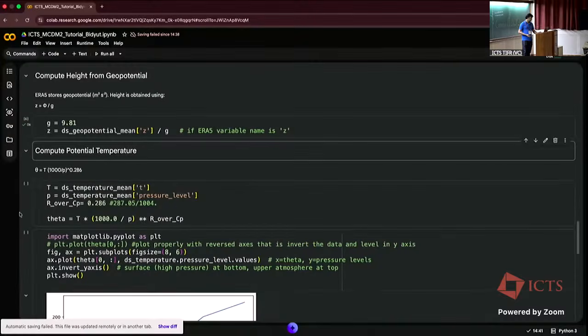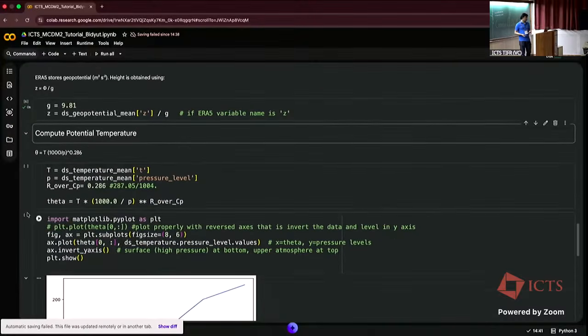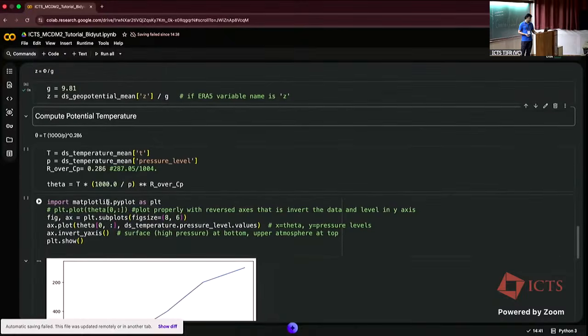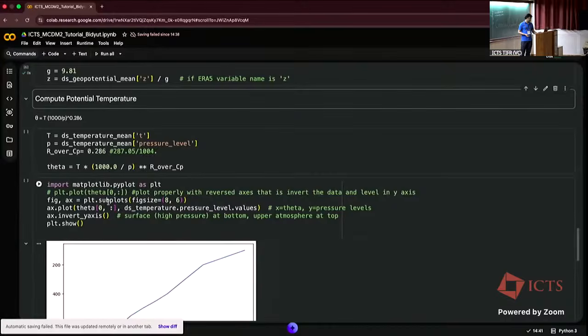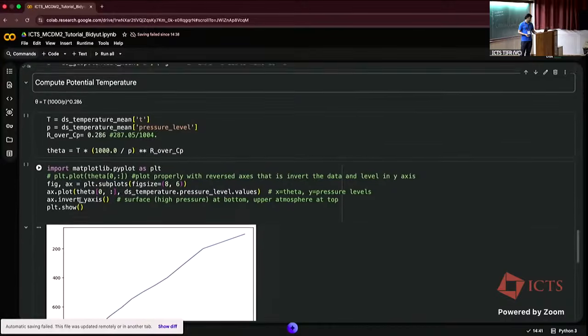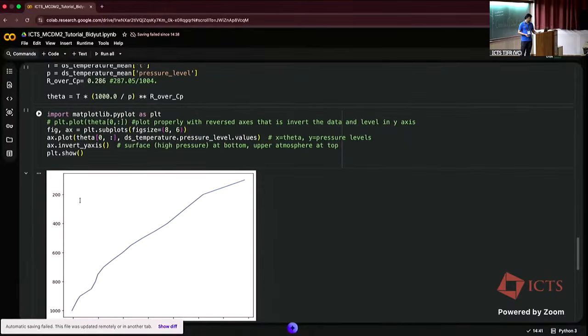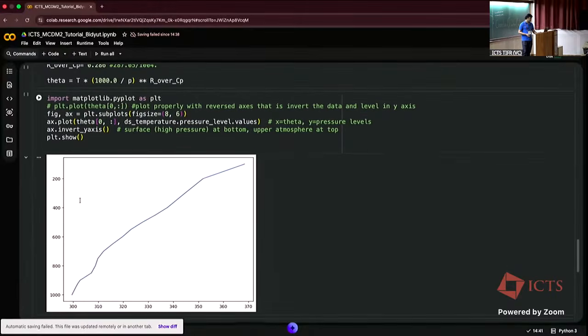So now I think it is pretty straightforward for us because we know Python, we know what this code is doing. Potential temperature, theta, equals T multiplied by 1000 divided by P raised to the power R over Cp. That's what we did, and then we plotted this theta. So this is our potential temperature profile.